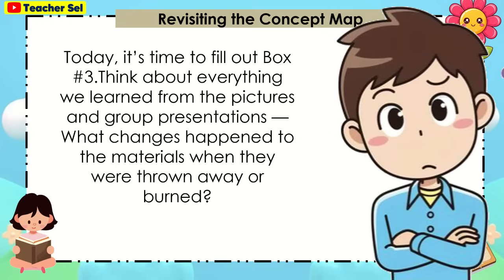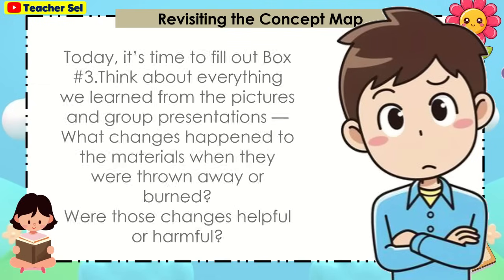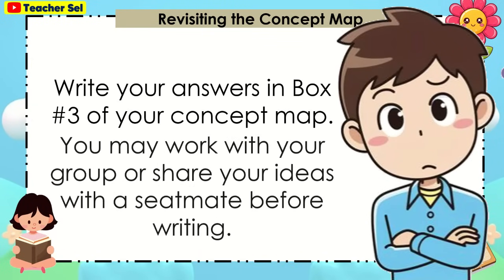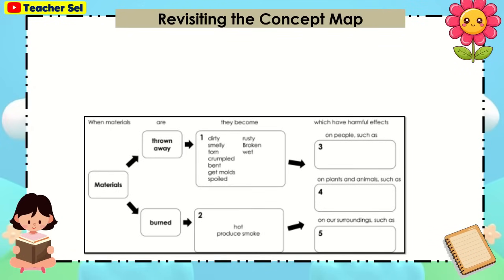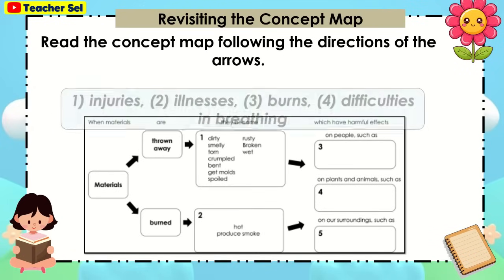What changes happened to the materials when they were thrown away or burned? Were those changes helpful or harmful? Write your answers in box number 3 of your concept map. You may work with your group or share your ideas with a seatmate before writing. Read the concept map following the directions of the arrow.